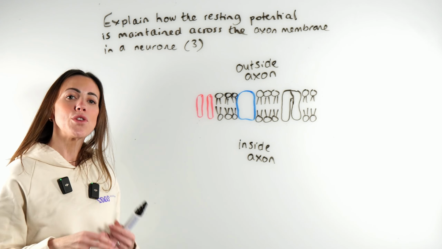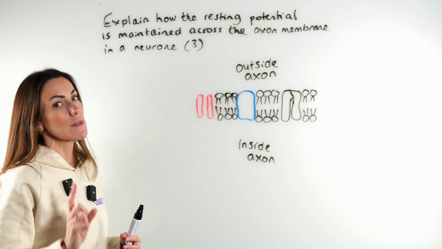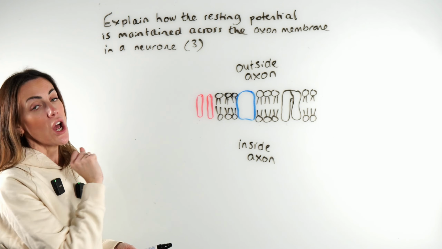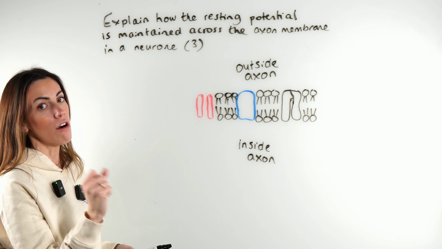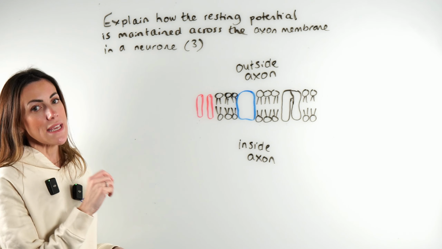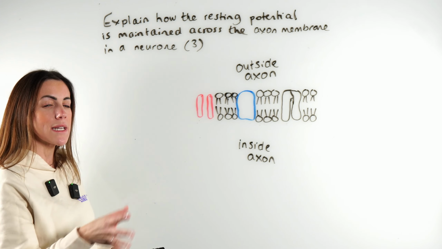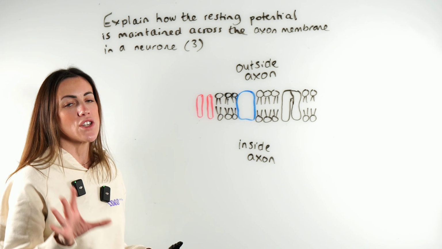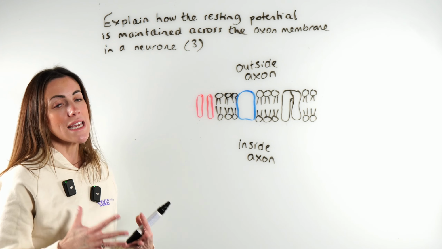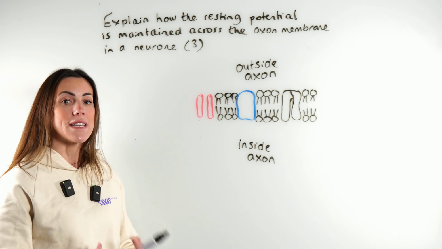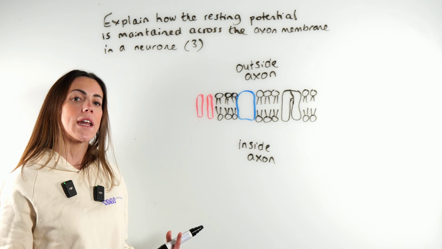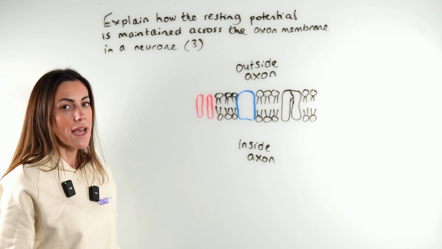Let's think about neuronal communication and specifically how the resting potential is maintained across the axon membrane of a neuron. Now, this would be a 3-mark question, possibly a 2-mark question. Let's just remind ourselves what resting potential is. We say that a neuron is at rest if it is not transmitting an electrical impulse. So it's not firing an action potential, it's just at rest.